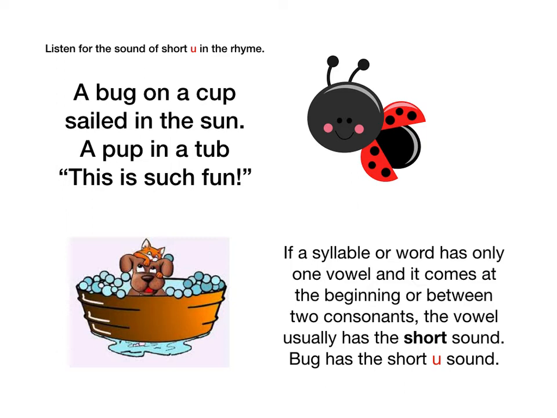Listen for the sound of short U in the rhyme. A bug on a cup, sailed in the sun, a pup in a tub. This is such fun.